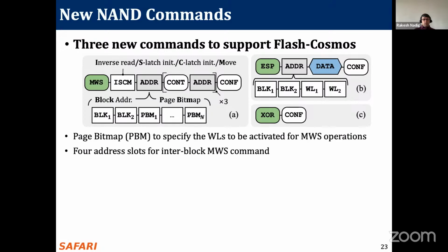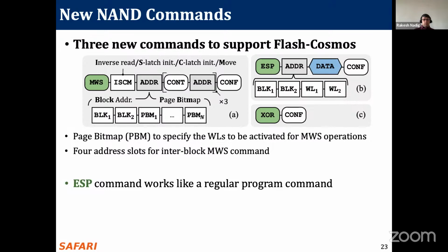For MWS, we also introduce a page bitmap to specify which word lines have to be activated for MWS operations. And we also allow 4 address slots for the inter-block MWS command. So this address slot that you are looking at can support up to 4 different addresses, which means that we can read word lines in 4 different blocks at the same time. So this is about the MWS operation or the command slot.